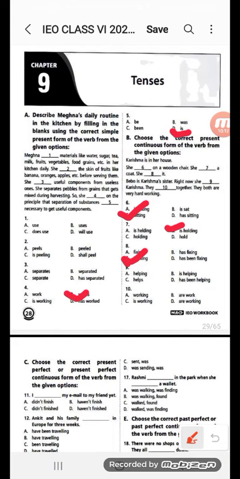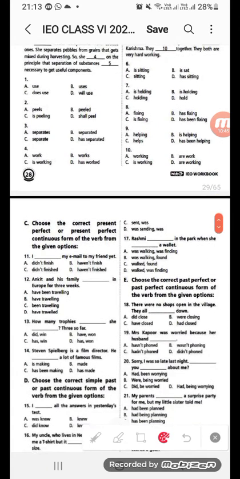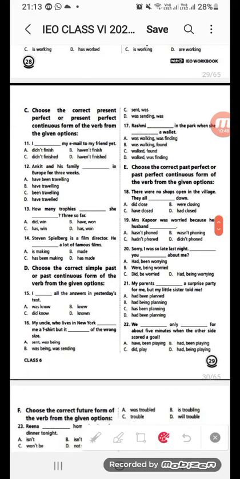Number 9. Bebo is Karishma's sister right now. We are on number 9. So the correct answer of number 9 is she is helping Karishma. They are working together. Number 10. They both are very hardworking. So as we have finished exercise B, let us move towards the exercise C.